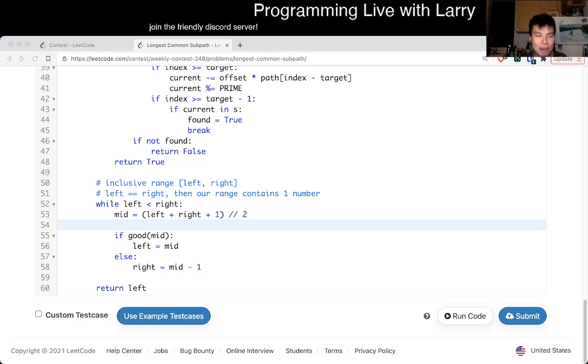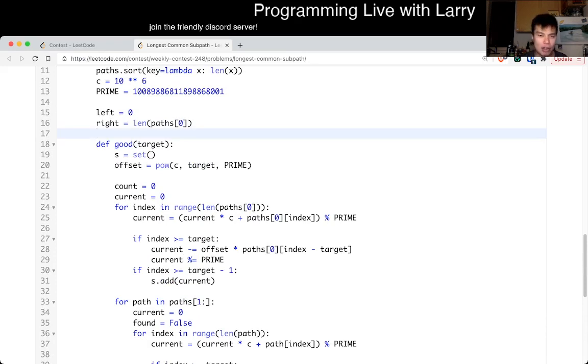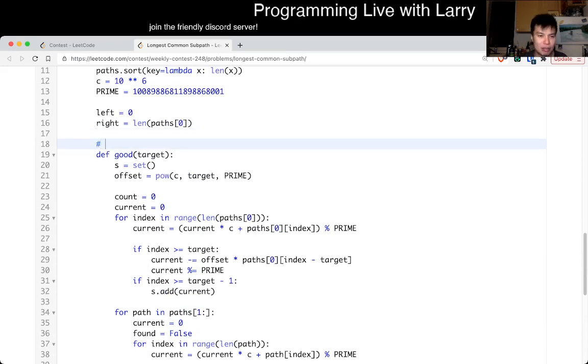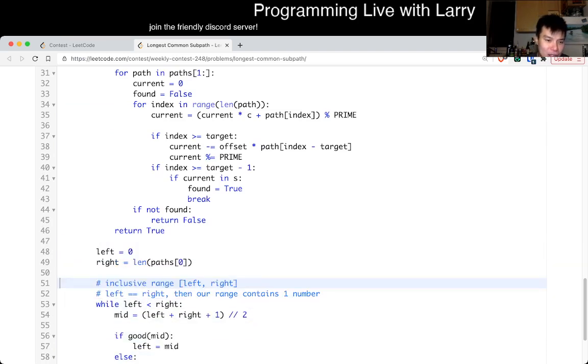And then the next part, there are a couple of ways to do this. I think you can use Rabin-Karp, you could use KMP, but I use Rabin-Karp to do fingerprints. Oh yeah, let's actually go over this a little bit as well. So here, the smallest possible answer is 0. The biggest possible answer is the length of the shortest path, because you cannot have a longer common path than the shortest path.